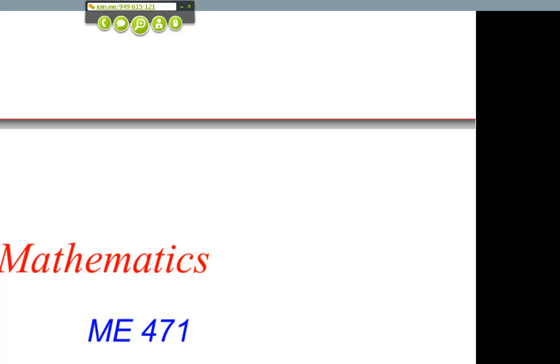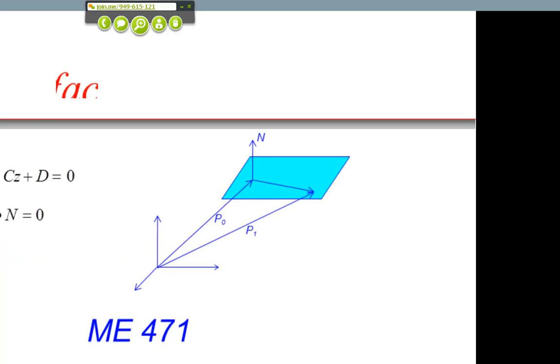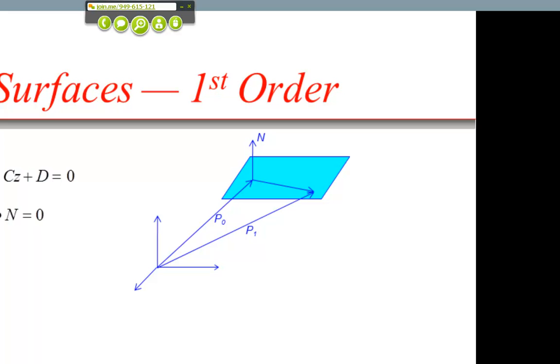So we need to look at now the mathematics of surfaces. As we did with curves, we started with a basic understanding of a line. The simplest surface is the surface of a plane. Its canonical form is just ax plus by plus cz plus d equals 0. In terms of points and a normal, we can usually represent it as p0 minus p1 dotted with the normal.